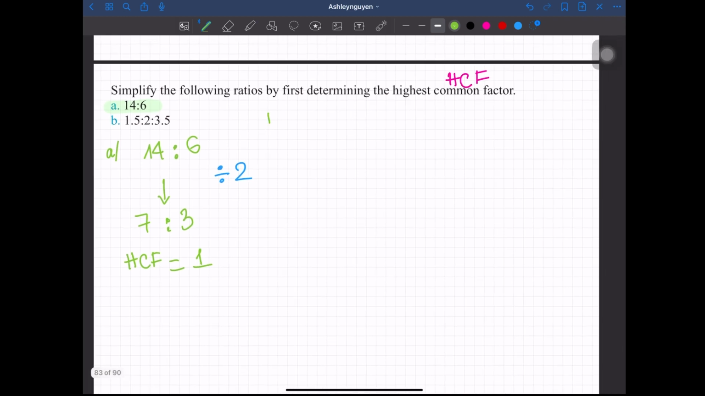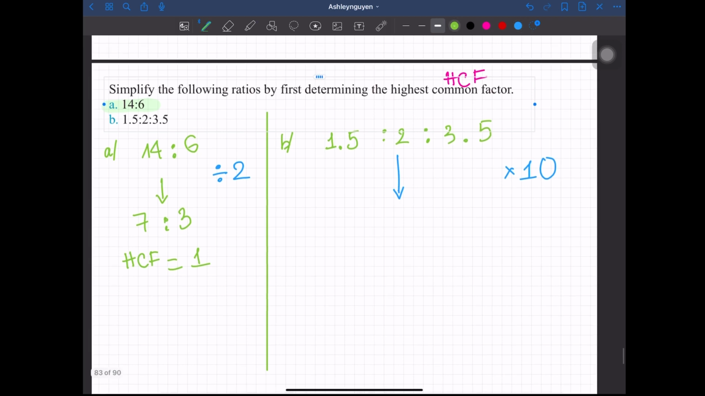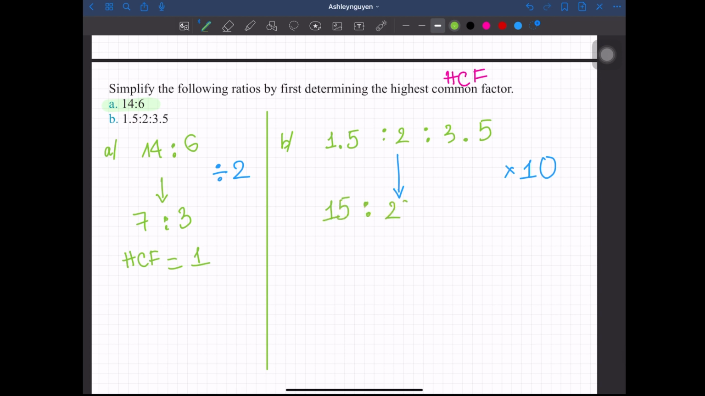Question B. 1.5 to 2 to 3.5. Because they are not expressed in whole numbers, to work with whole numbers, first I multiply all the quantities by 10. The new ratio becomes 1.5 times 10 equals 15 to 20 to 35. It's important to know that this ratio is equivalent to the original ratio.